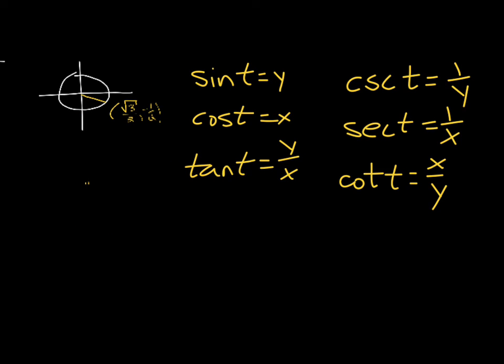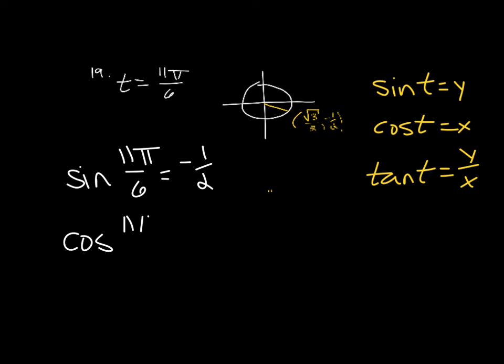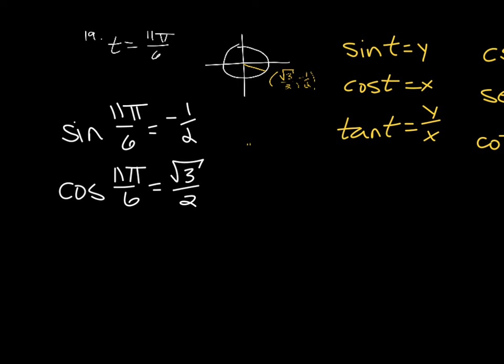So then once we locate that, then we can do all of these. So sine of 11 pi over 6 is the y value here, negative 1/2. Cosine of 11 pi over 6 is the same as the x value right there, radical 3 over 2. Those are the most important ones, because if you know those, then tangent of 11 pi over 6 is simply the y value, negative 1/2, over the x value.